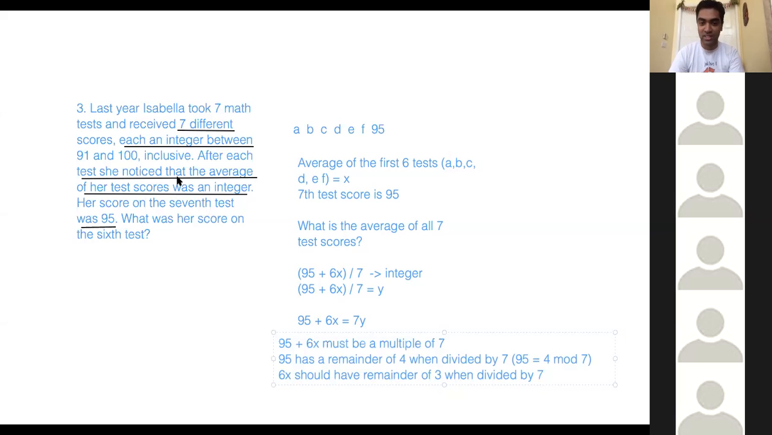So the average of the first 6 scores, A, B, C, D, E, F, should also be between 91 and 100, right? So we want to know 6 times some of those values, at least one of those values, should have a remainder of 3 when divided by 7. Which value could that be? Any ideas? So to make it easier, we can think about, 6x has a remainder of 3 when divided by 7. So what is x's remainder when divided by 7?